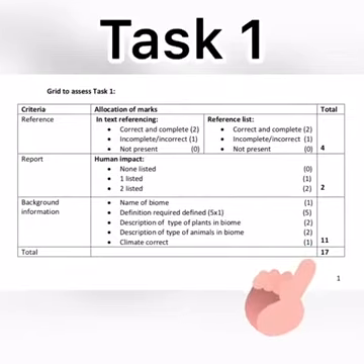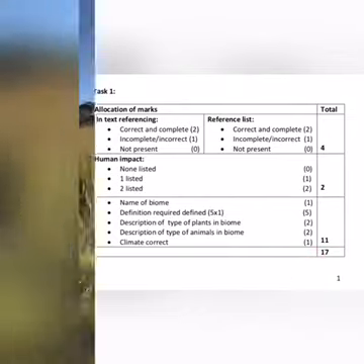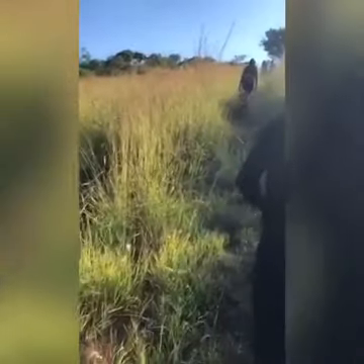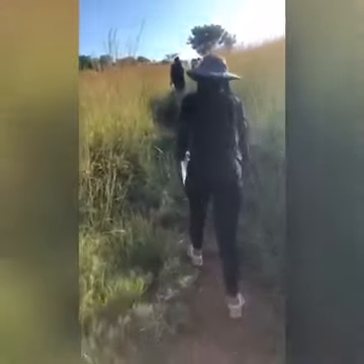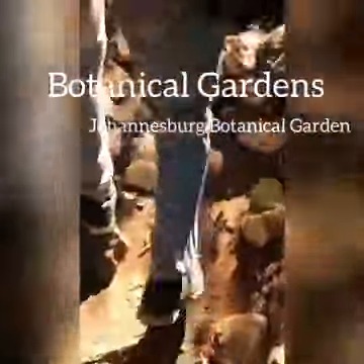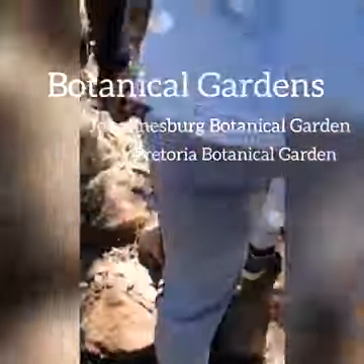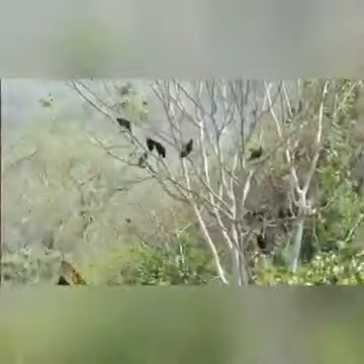Task 1 is out of 17. You need to do your research on the biome where you live. Usually we have a field trip as a class around the school. But then since you're all at home, you can use your garden. Those that do not have access to one, you can Google any botanical gardens around your area, such as the Johannesburg Botanical Gardens or the Pretoria Botanical Garden.